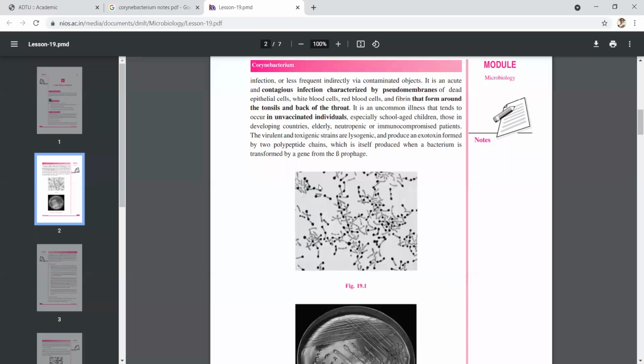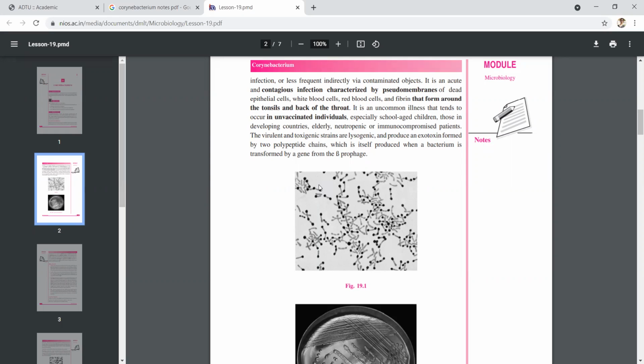It is an acute and contagious infection characterized by pseudomembranes of dead epithelial cells, white blood cells, red blood cells, and fibrin that form around the tonsils and back of the throat. So what happens when a person is infected with this bacterium? This is a contagious infection. A person may easily spread this infection to a healthy individual.